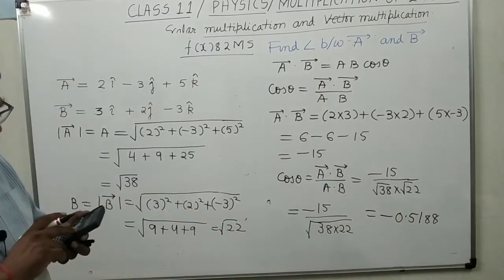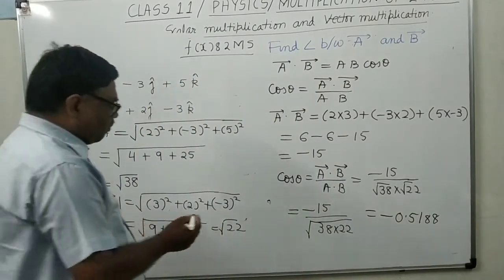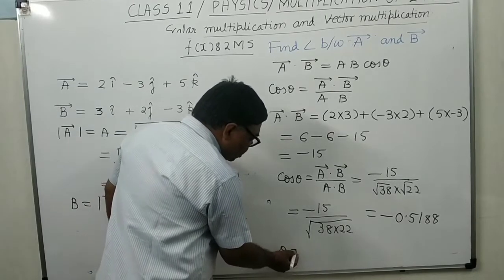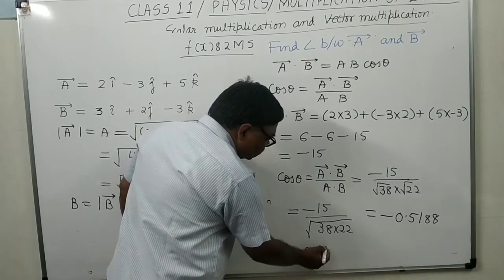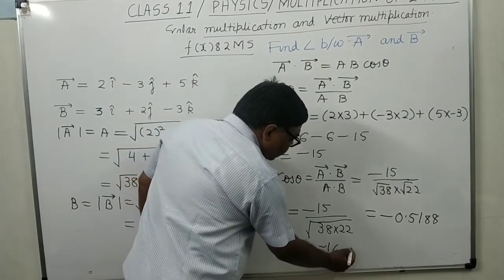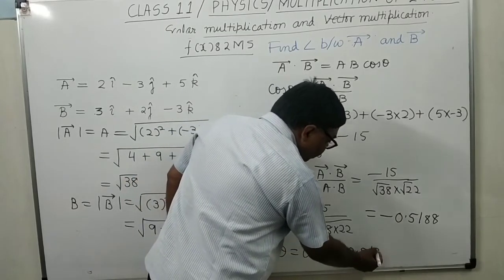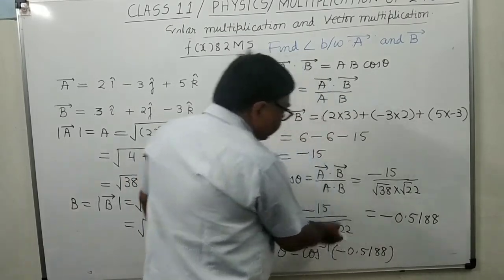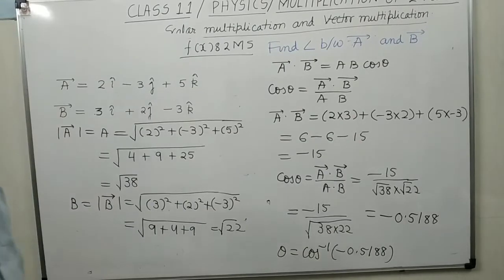Now what will be theta? So theta will be cos inverse minus 0.5188, means for which angle cos has this negative value. It's clear.